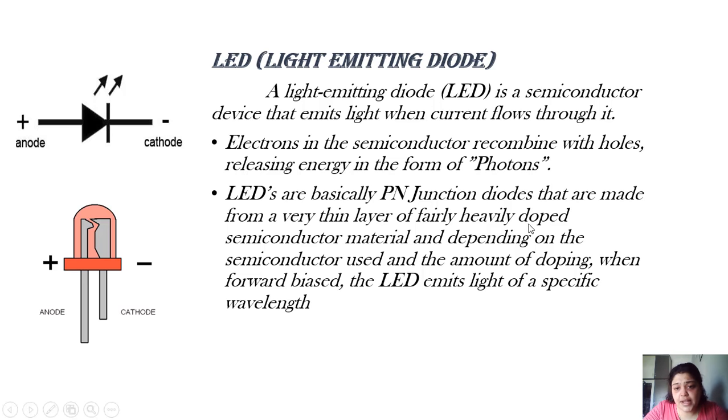So it has a fairly heavily doped semiconductor material, and depending upon the semiconductor used and the amount of doping, when forward biased, the LED emits light of a specific wavelength. This wavelength means the photons which are released have a wavelength, and depending upon the wavelength, you can see different colors like red, yellow, green, blue, etc.